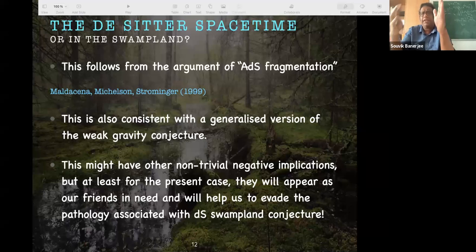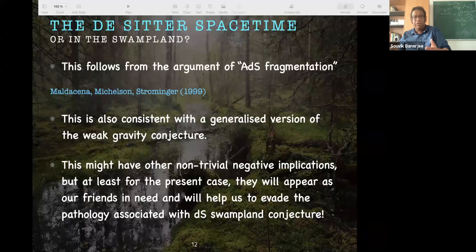So again, to repeat, there was an old argument by Maldacena, Michelson, and Strominger, who say that if you have a p+2 dimensional AdS and a p+2 form flux, so if you have 5-dimensional AdS and a 5-form flux, then there will be nucleation of p-branes, which are charged with respect to the flux, which means that once they nucleate, the AdS will be left with less charge and there will be fragmentations.